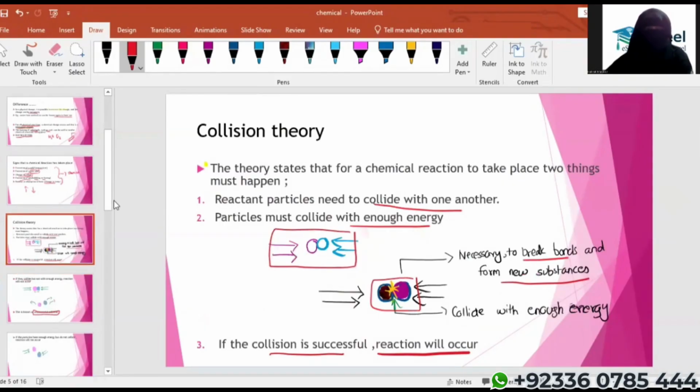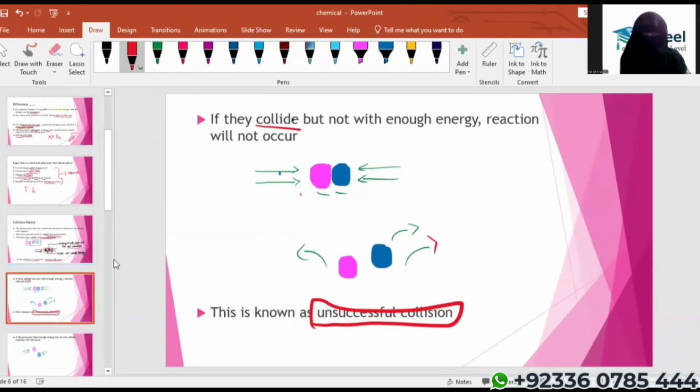We know that matter is made of particles, and the reactant particles must collide with one another and with enough energy so that the bonds are broken and new substances are formed. This collision is known as a successful collision, which means a reaction will take place. However, if they do collide but not with enough energy, no reaction will occur.